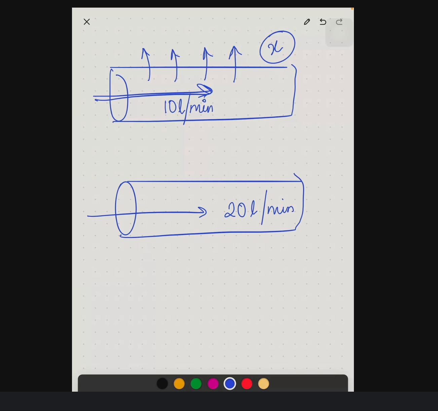So the body is not able to match up the speed with the flow. Yes, you can say that. No problem, doctor. Thank you.